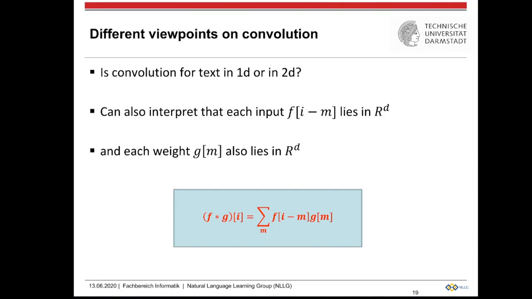Here's a short summary of the convolutions. The first question is: is convolution for text in 1D or in 2D? If we consider each word in the sentence as a vector, right? Of course, the convolution operation is executed in 2 dimensions, and we can also interpret the input f_{i-m} and g_m as lying in the d-dimensional space. This is the obvious answer because if we consider the convolutions as working on 2 dimensions, of course f_{i-m} and g_m would be vectors with d dimensions.